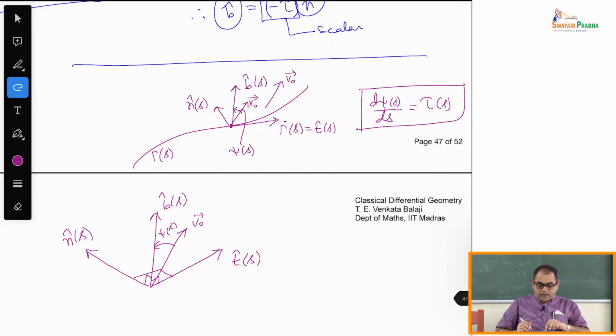Now, how do you get this angle? The angle between two vectors is given by a dot product. So psi of s is going to be nothing but b hat of s dot v naught. This will give me psi s, and of course I should write cosine.